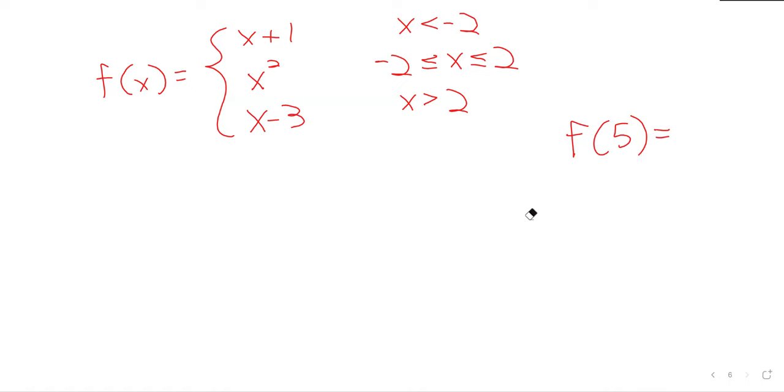So students sometimes get confused here because they think we should evaluate f of 5 first and then try to decide what piece it's in. Five is greater than two. I mean, we just go through the pieces. Is five less than negative two? It is not. Is five between negative two and positive two? It is not. Is five greater than two? It is. So we are using that third equation. Five minus three is two.